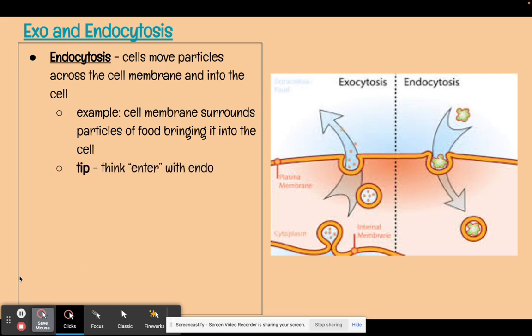When you think of endocytosis, think enter. You can see enter right here is endo. So that was one way to think about things entering into the cell. This food particle is entering into the cell.